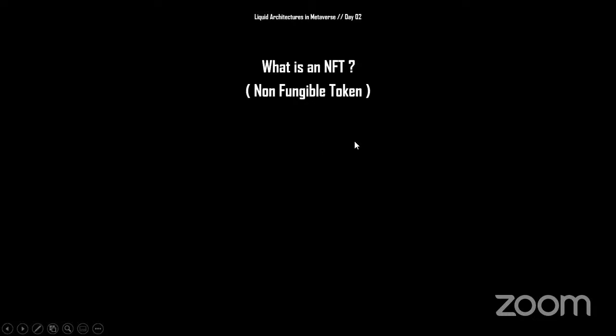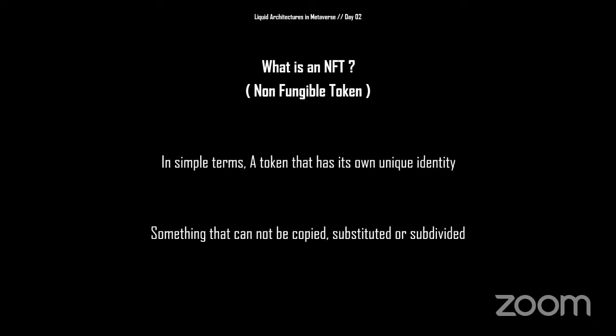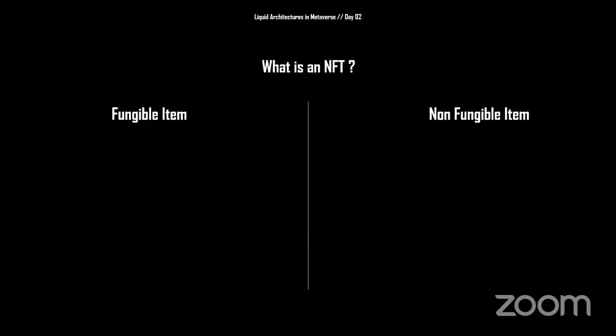So what is an NFT? It's a non-fungible token. And what does that mean? In simple terms, it's a token which has its own identity inside its blockchain. So it's something that cannot be copied, cannot be substituted, and cannot be subdivided. To showcase this idea more, I divided this into what's a fungible item and what's a non-fungible item. So what are fungible items? It's basically stuff that can be subdivided, and we can exchange it.